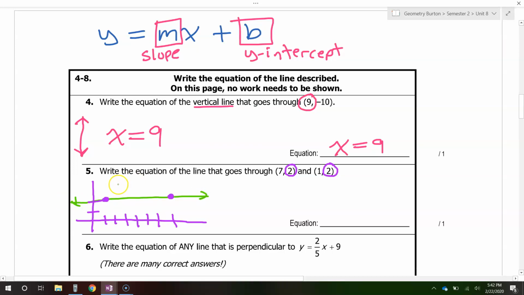Horizontal lines have the equation y equals something. I'm doing it again: horizontal lines have the equation y equals something. And clearly y equals 2 because the y values are 2. So that is the answer.